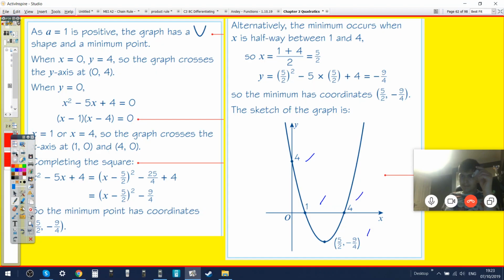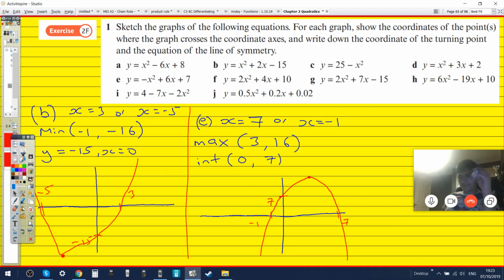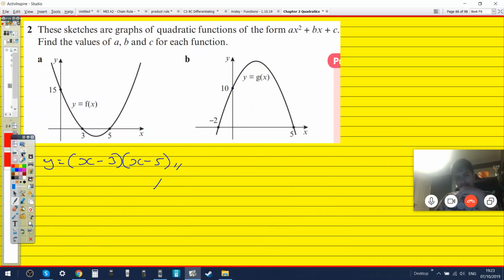And if we go to this one, so 1 and 4, because it's symmetrical, the number halfway between 1 and 4 is 2.5, or 5/2. Yep. And same thing here. The number halfway between -5 and 3 is -1. My guess here is that that one has a minimum of 4.